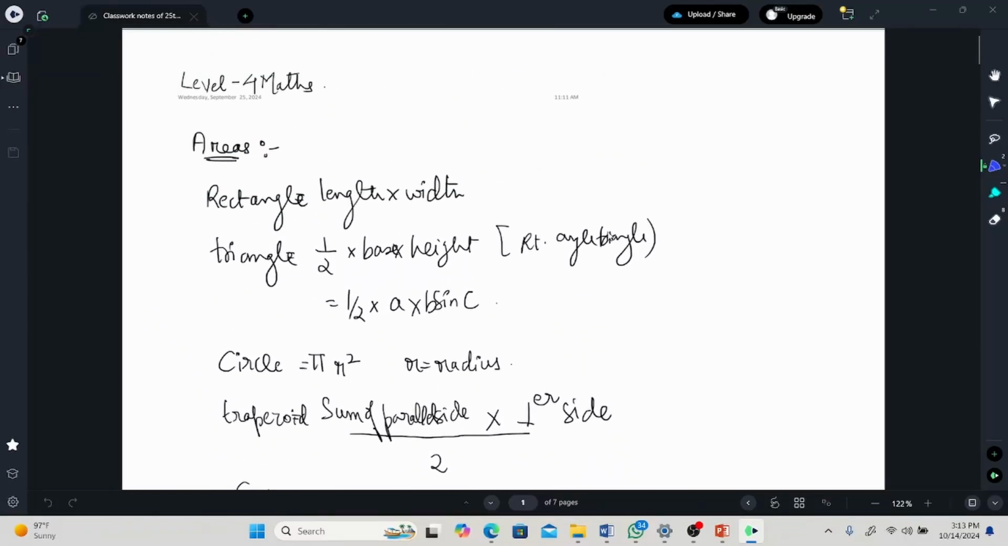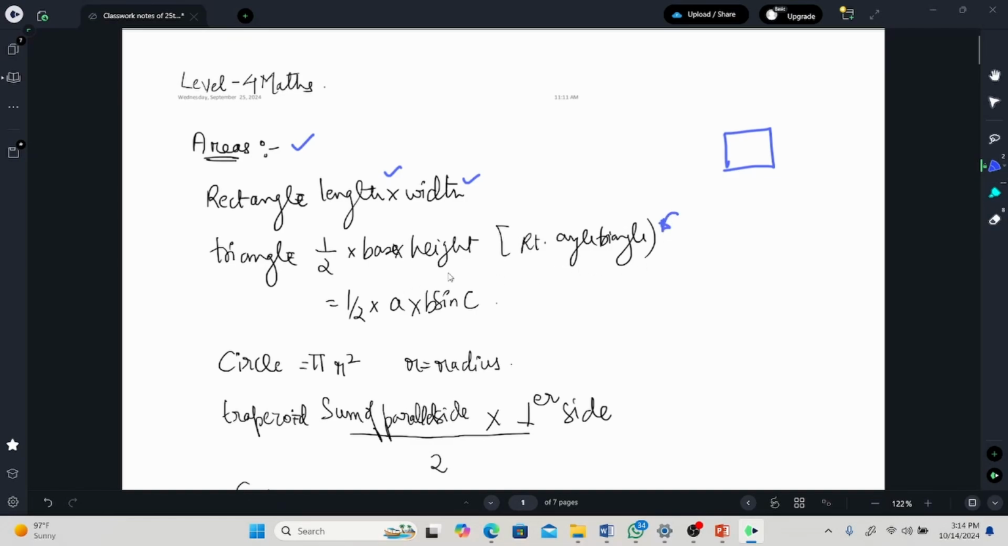Okay, so we'll start with a few basic ideas before we go any further. We need to know the areas of different shapes. For a rectangle, the area would be length into width. For a triangle, it would be half base into height. All those things you might have covered previously in your IGCSE or your schooling, right?